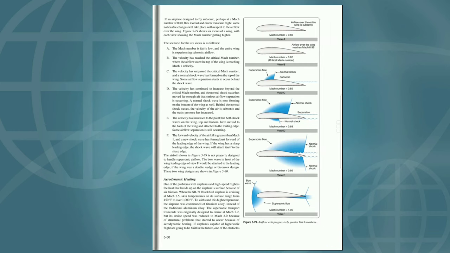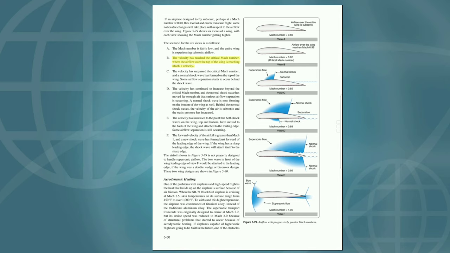5-49. If an airplane designed to fly subsonic, perhaps at a Mach number of 0.80, flies too fast and enters transonic flight, some noticeable changes will take place with respect to the airflow over the wing. Figure 5-79 shows six views of a wing, with each view showing the Mach number getting higher. The scenario for the six views is as follows. A. The Mach number is fairly low, and the entire wing is experiencing subsonic airflow.